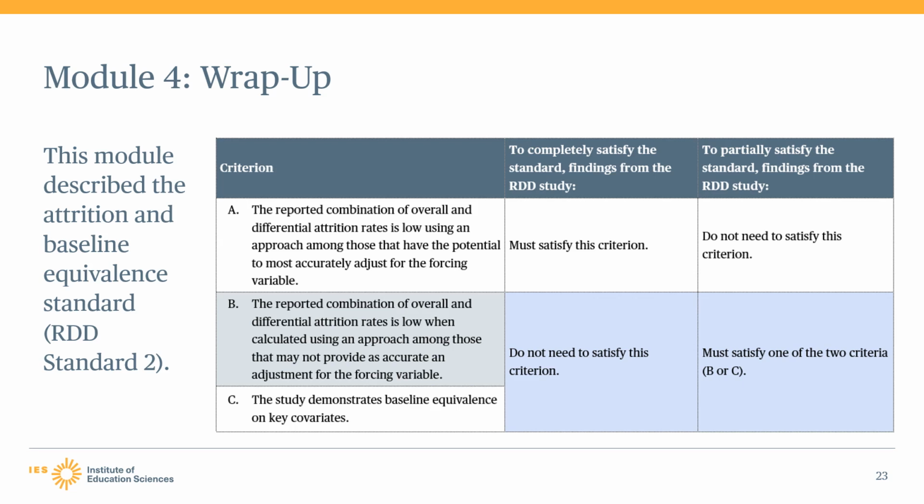To partially satisfy the attrition and baseline equivalence standard, a finding must satisfy criterion 2B by reporting low attrition, using an approach that may not provide as accurate an adjustment for the forcing variables, or it must satisfy criterion 2C by establishing baseline equivalence on key covariates. And finally, any findings that do not satisfy 2A, 2B, or 2C will not satisfy the RDD standard 2.